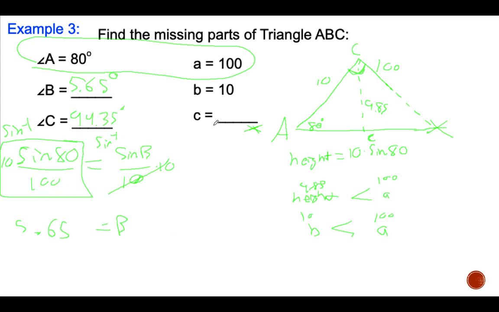So we're looking for a side length, so I'm going to put this side length on top. So 100 over sine of 80 equals side length C over sine of 94.35. So we just have to solve for C, so times by sine of 94.35. Find out what that number is. So I'm going to do sine of 94.35 times 100 divided by sine of 80, and you get about 101.25.